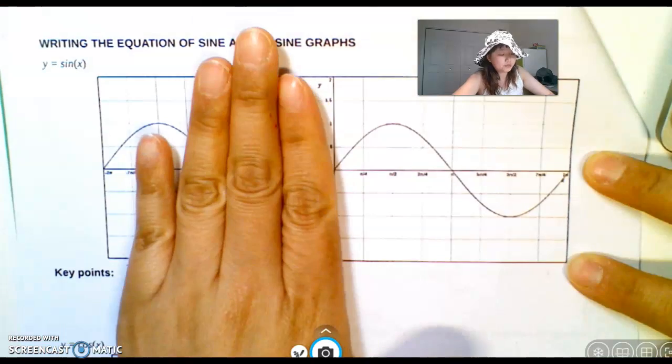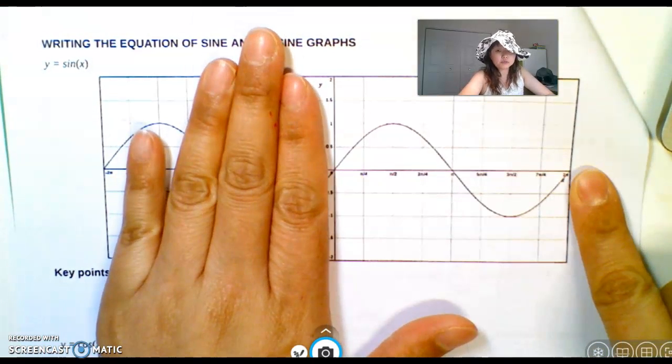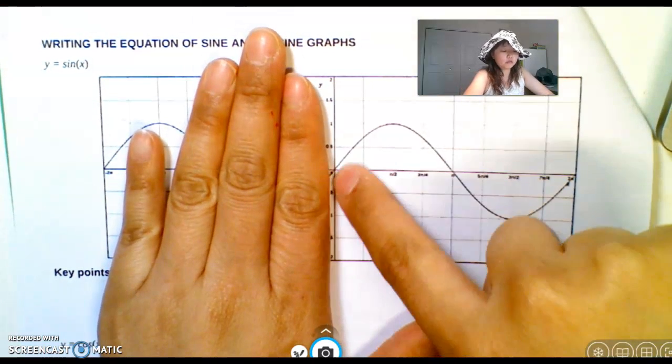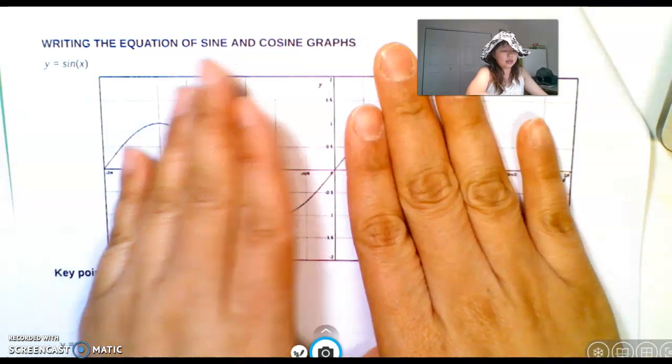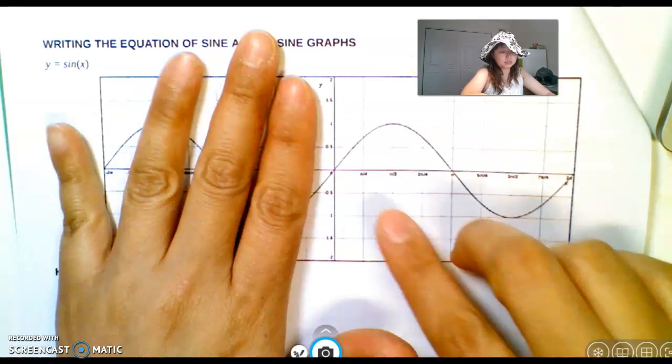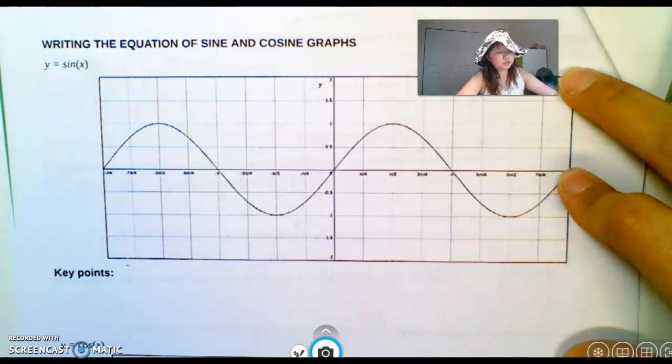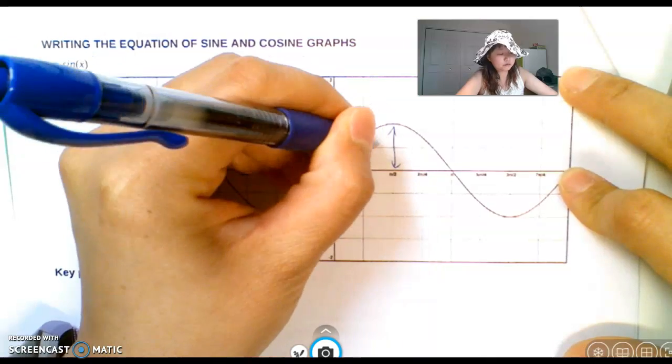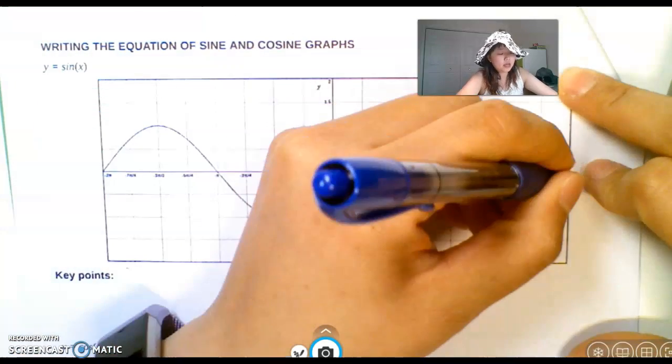So first of all, 0 to 2 pi, that's one period. One full cycle, 0 to 2 pi, and after that, it kind of repeats. Like 0 to 2 pi, right? And then repeats, 0 to 2 pi. Amplitude, it'll be just 1. From the middle to the top, 1.